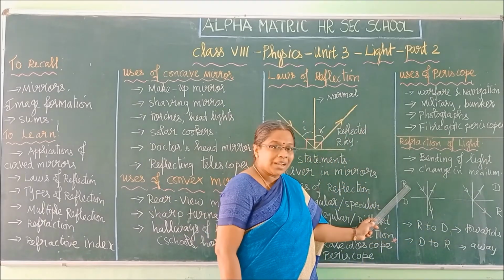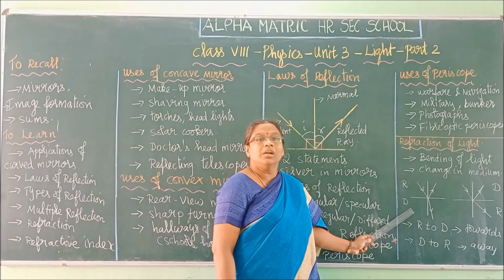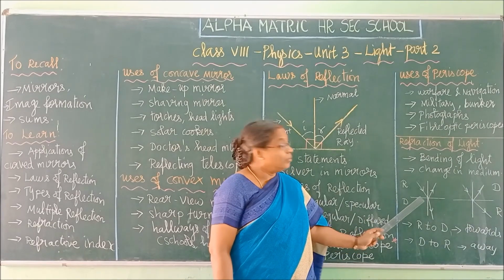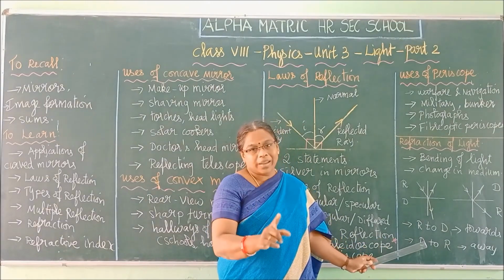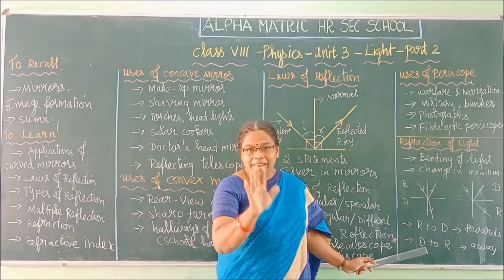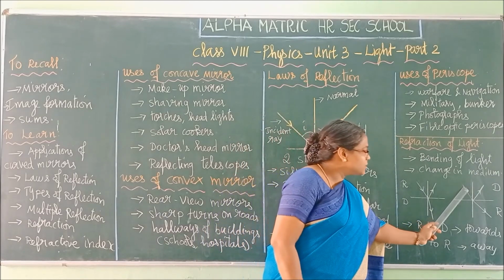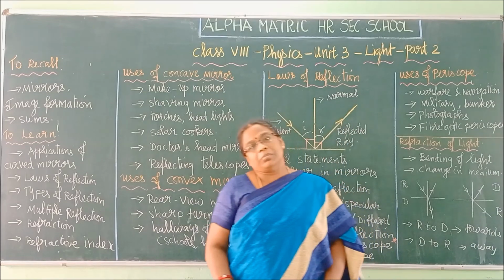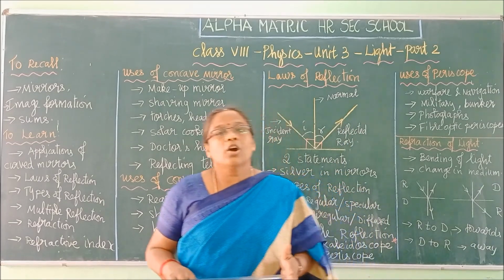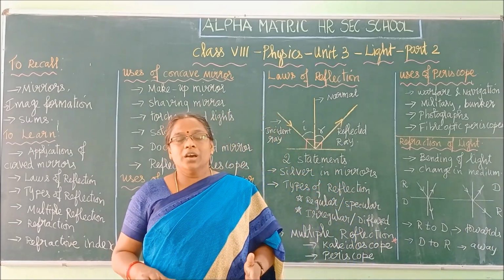When light travels from rarer to denser medium, the light ray will bend towards the normal because the speed of the light gets altered. Here, denser to rarer medium means the light ray will bend away from the normal. So these are the concepts you are supposed to learn here.